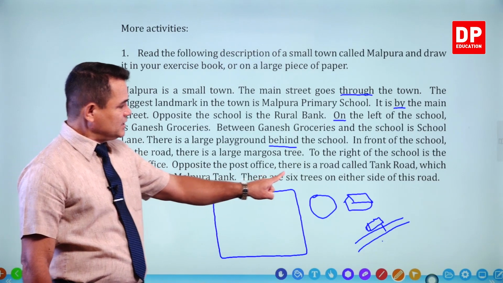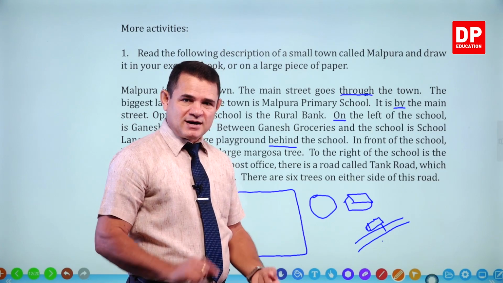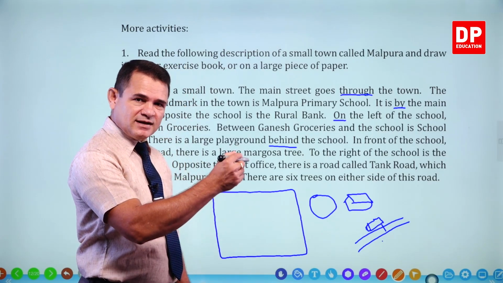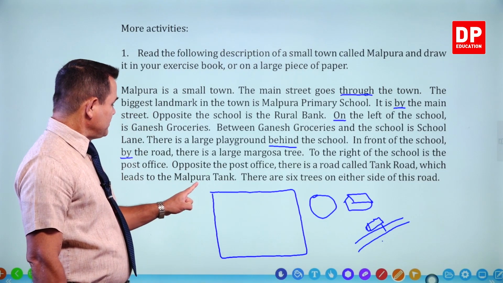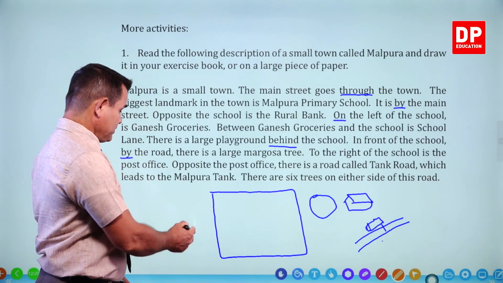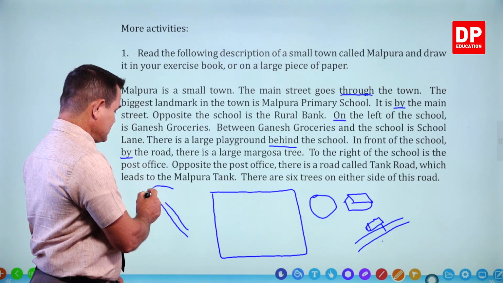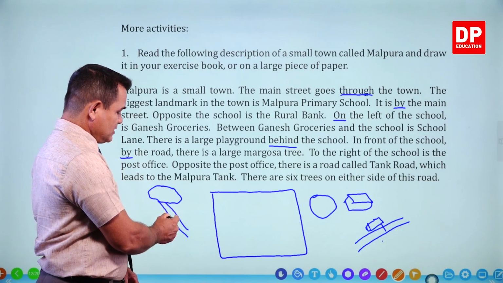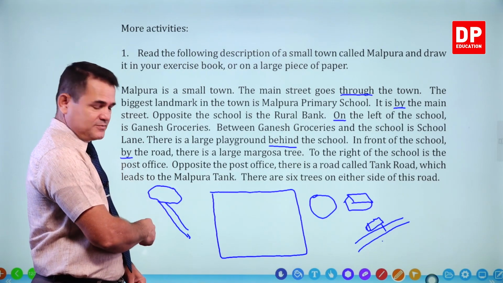Opposite the post office there is a road called Tank Road. පාරක් තියෙනවා. ඒ පාරේ නම Tank Road. අපි පාර ඇඳලා ලියන්නේ ඒකේ Tank Road කියලා. Which leads to the Malpura tank. So that means if the road is going like that, which leads Malpura tank, Malpura වැව ජලාශය. ඒතර මෙතන යන්න ඕනි tank road කියලා. මෙතන තමයි tank එක ජලාශය තියෙන්නේ.